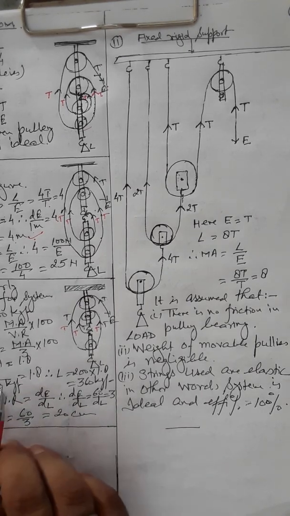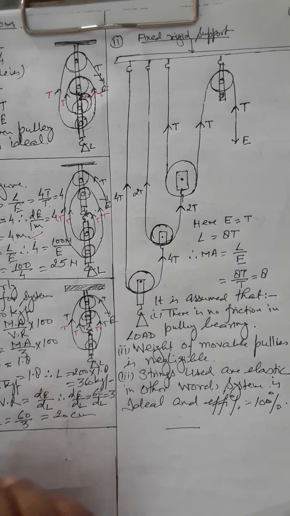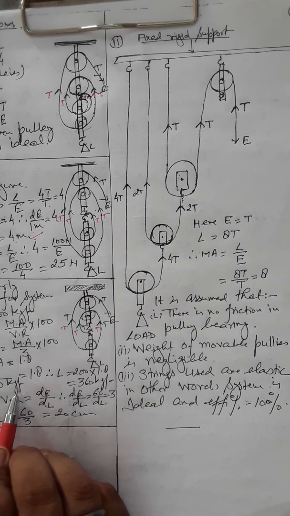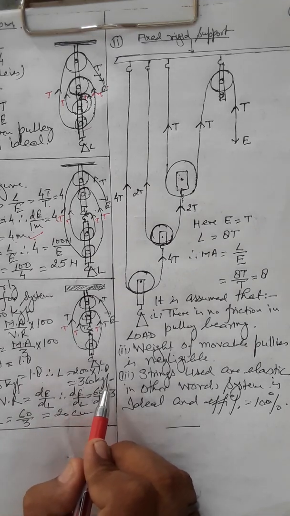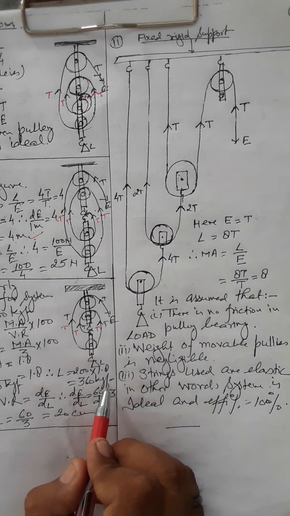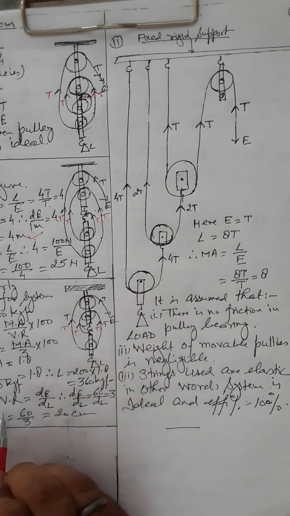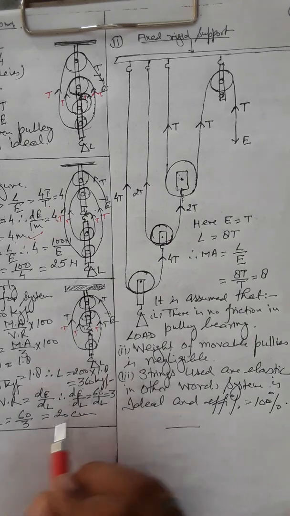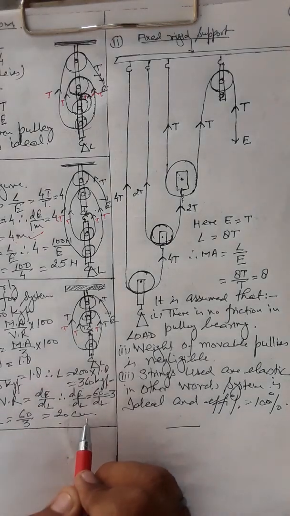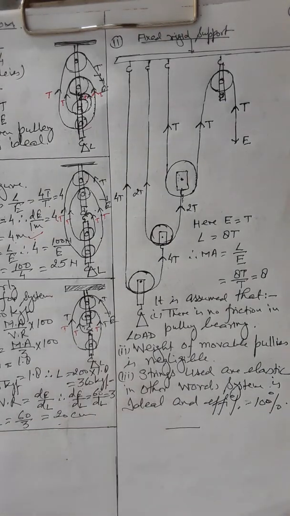Mechanical advantage we know is load upon effort. Load is unknown, effort 200 kgf, mechanical advantage 1.8. On solving, it comes as 360 kgf. Load is how much? 360 kgf. Velocity ratio is d upon dl: 60 upon dl is equal to 3. So dl is equal to 20 centimeter. This is question number 10.